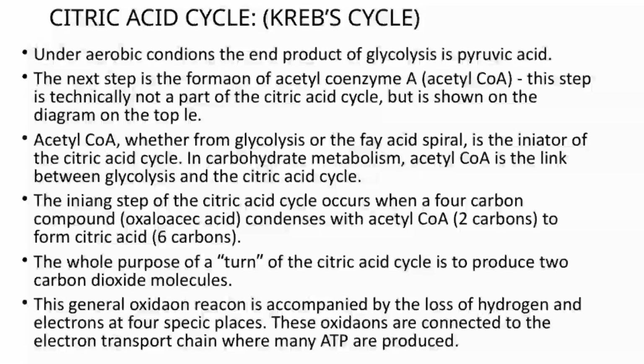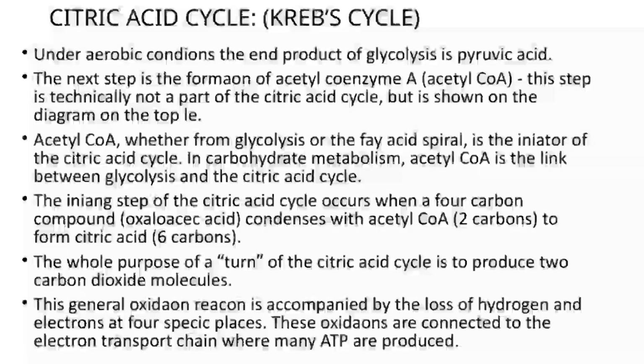So, to sum it up, the citric acid cycle is a crucial part of cellular respiration. It not only helps us extract energy from nutrients, but also prepares that energy for the production of ATP, which powers nearly all cellular activities.